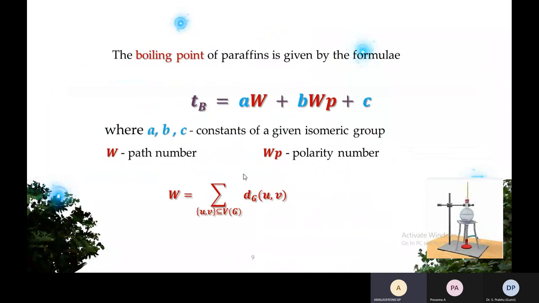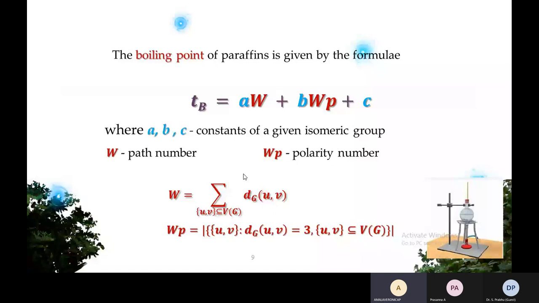What is W? Path number, which is the sum of the distances between every pair of vertices of the graph G, whereas here the graph is treated as a molecular graph. And WP, you have a set of all ordered pairs, or the number of ordered pairs, which gives the path number as 3. That is what your WP is.